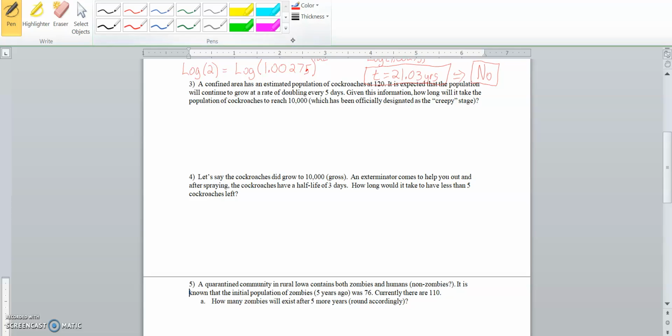Confined area, population of cockroaches. So the population starts at 120, doubles every 5 days. The question is, how long until there are 10,000? Which, as it says, yes, that is creepy.